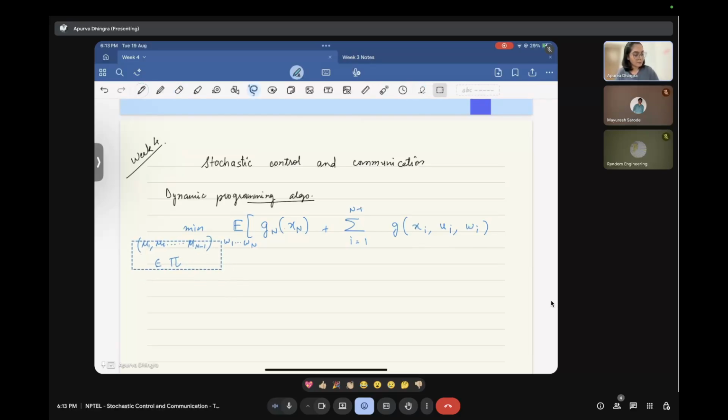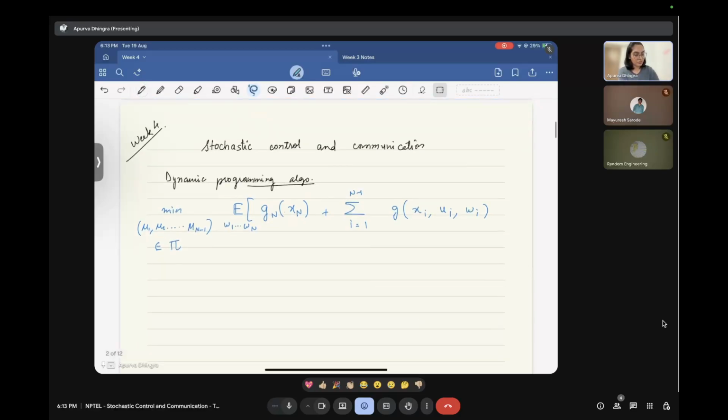Now, what DP gives us is a method. Just hold on. DP gives us a method of calculating something called the value function, which is denoted jk of xk. It depends on which state you're talking about, so it has a value for all the states that are available.